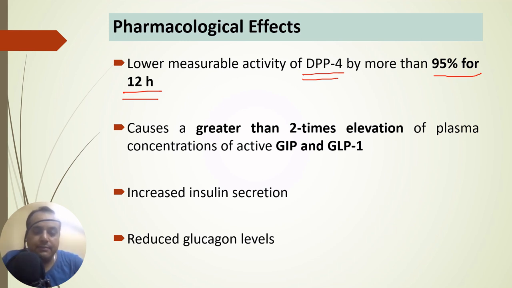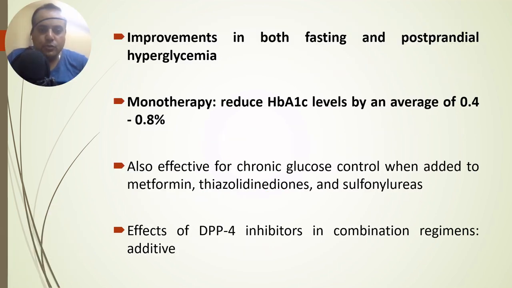And since the level of DPP4 has been reduced, the level of GIP and GLP-1, that is the incretins, will be increased. This increase will be greater than 2 times. Naturally, due to the increased GIP and GLP-1, there will be increased insulin secretion and reduced glucagon levels. So the gliptins improve both the fasting as well as the postprandial hyperglycemia.